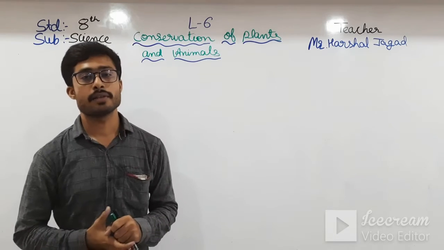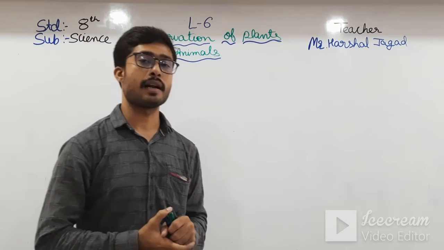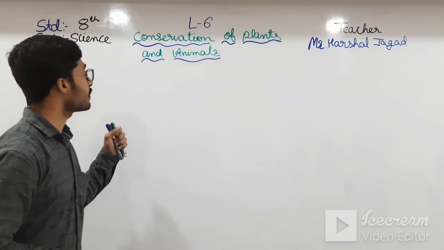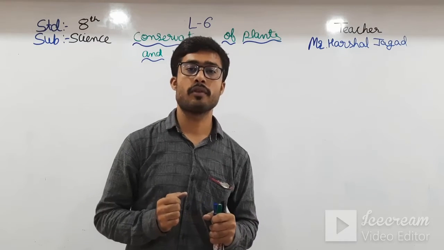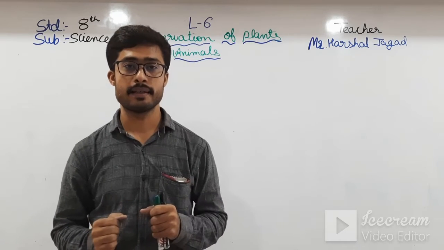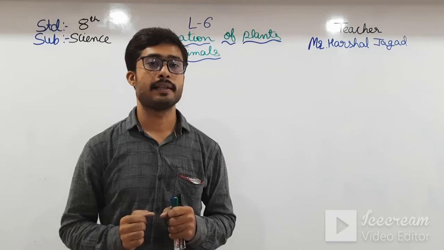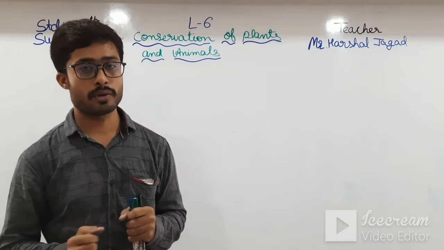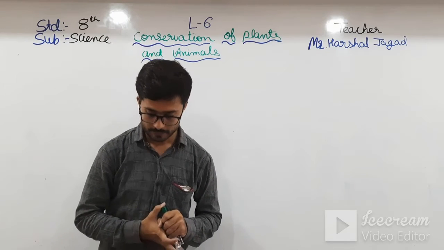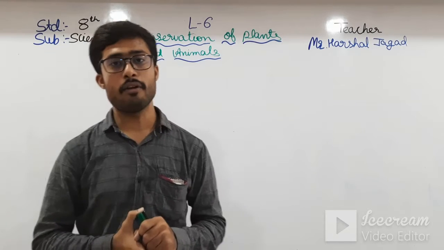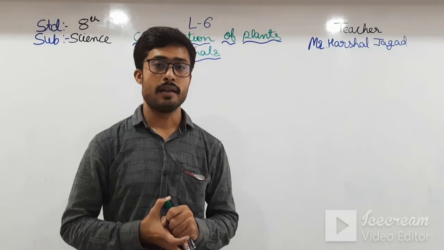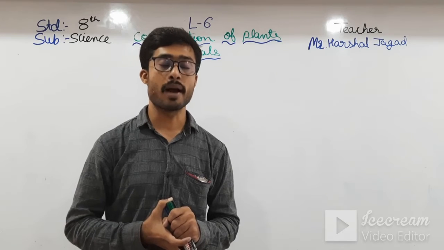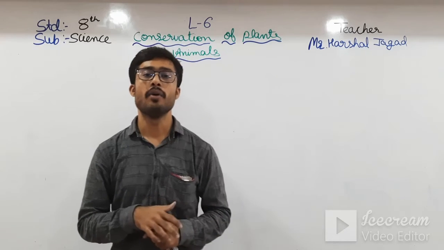So in the previous video we just started lesson number 6, conservation of plants and animals. In that we first saw what biodiversity is. What is biodiversity? First of all, say it by yourself, students. The variety of organisms which live on the earth is known as biodiversity, that we have seen.